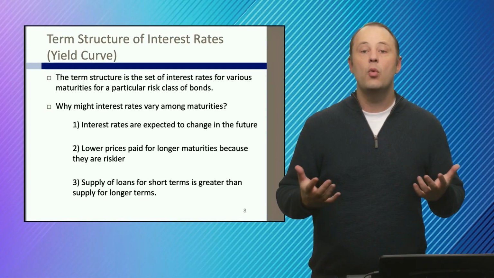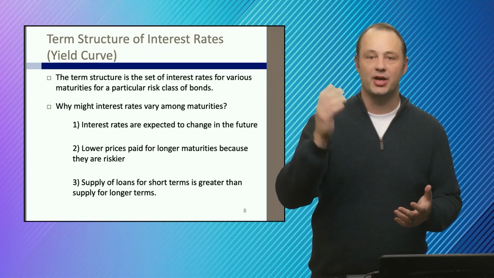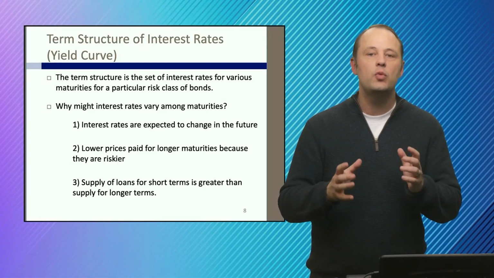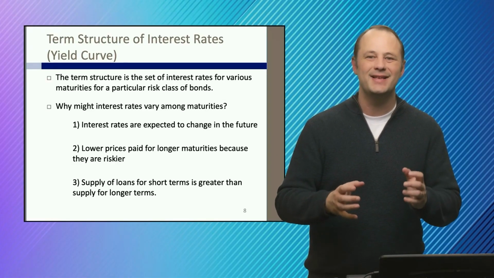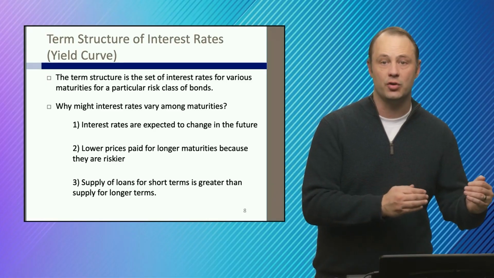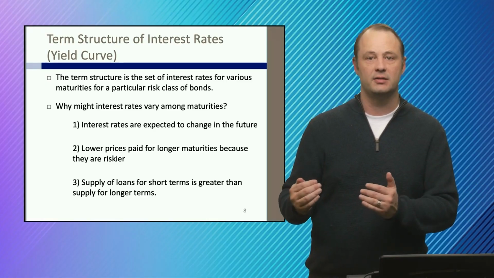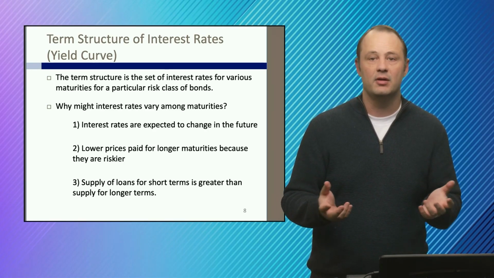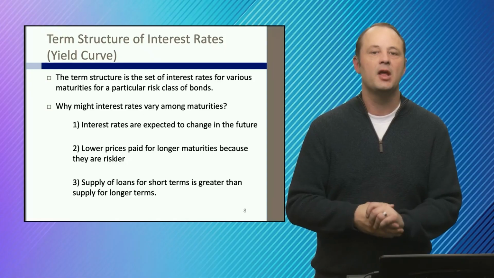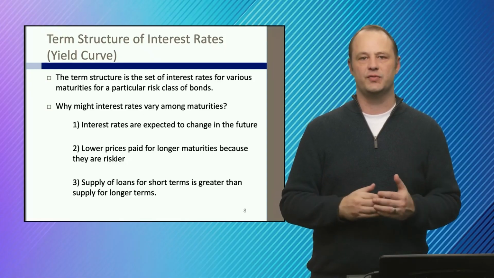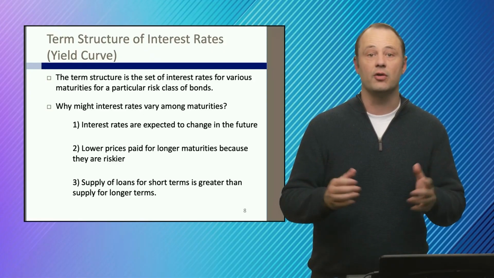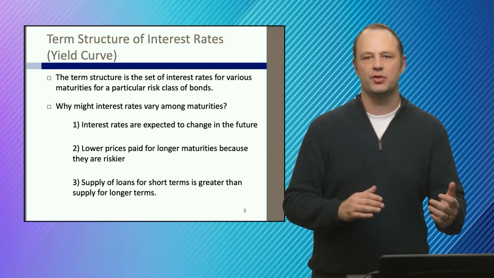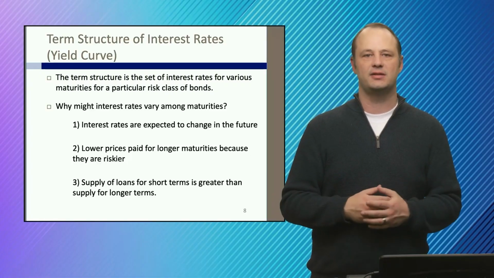All right, let's say you wanted to own a bond. So you went bond shopping. Okay? There's something you would notice. When shopping for bonds, you would notice that the interest rate is different for short-term bonds than long-term bonds. The interest rate is different, even if the riskiness of the bond is the same. So this leads to an important definition. The term structure of interest rates, also called the yield curve. The term structure is the set of interest rates for various maturities for a particular risk class of bonds.